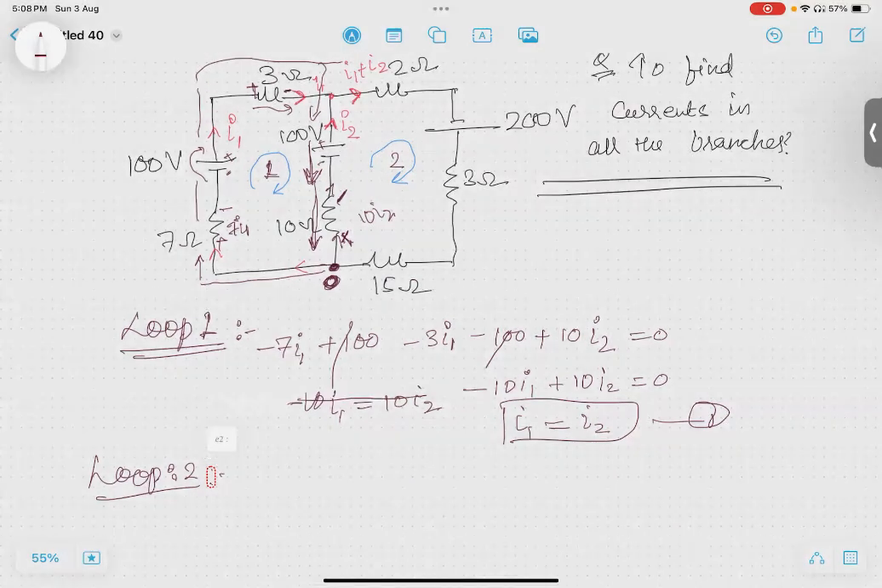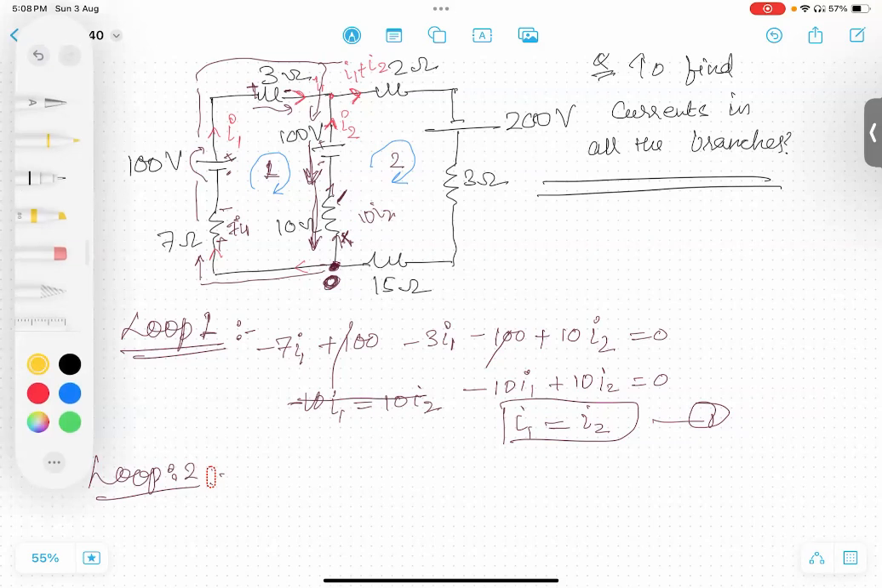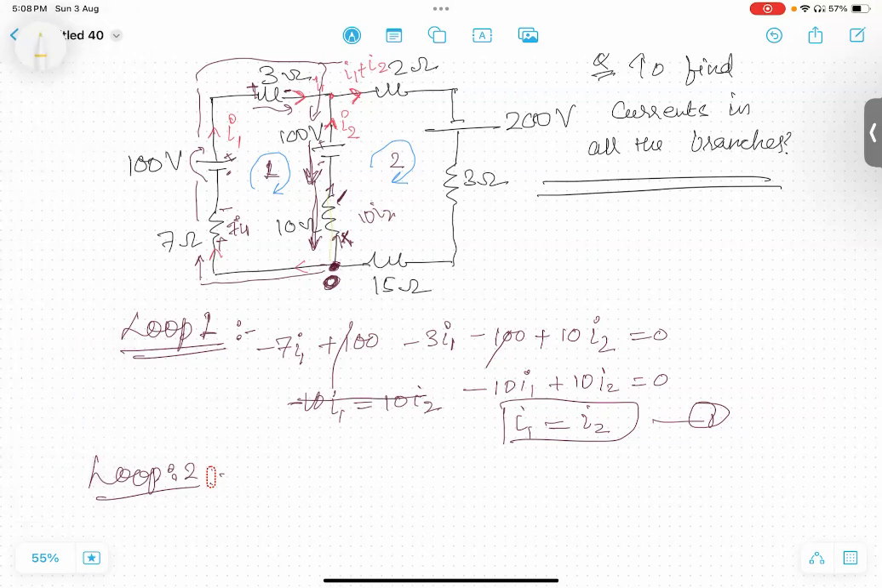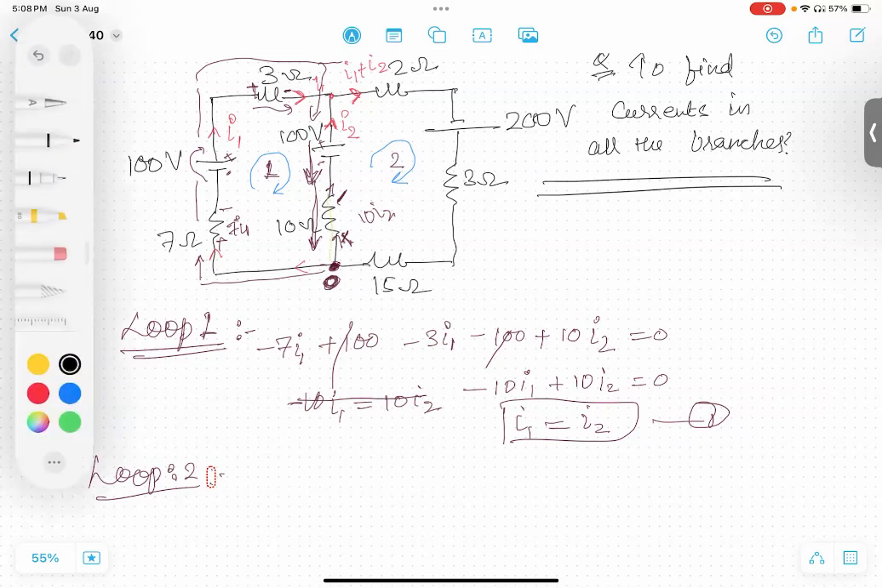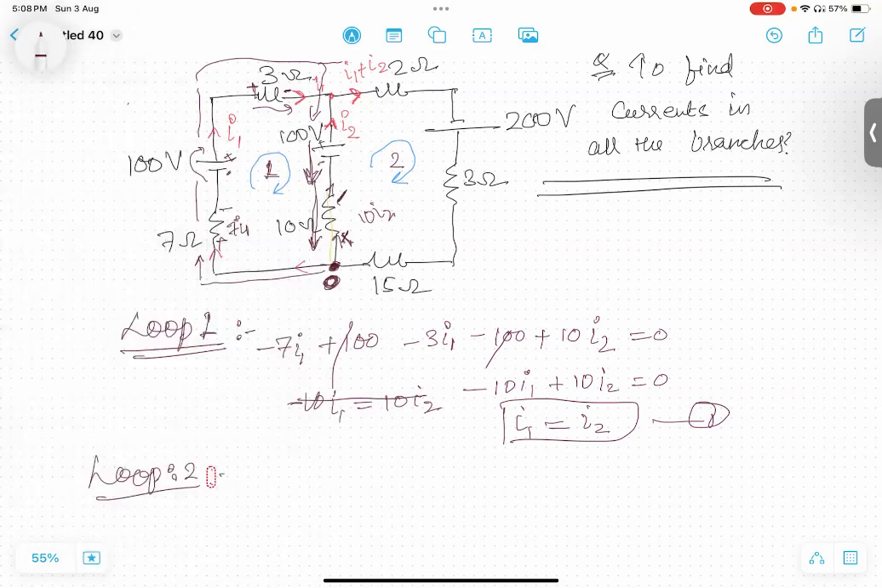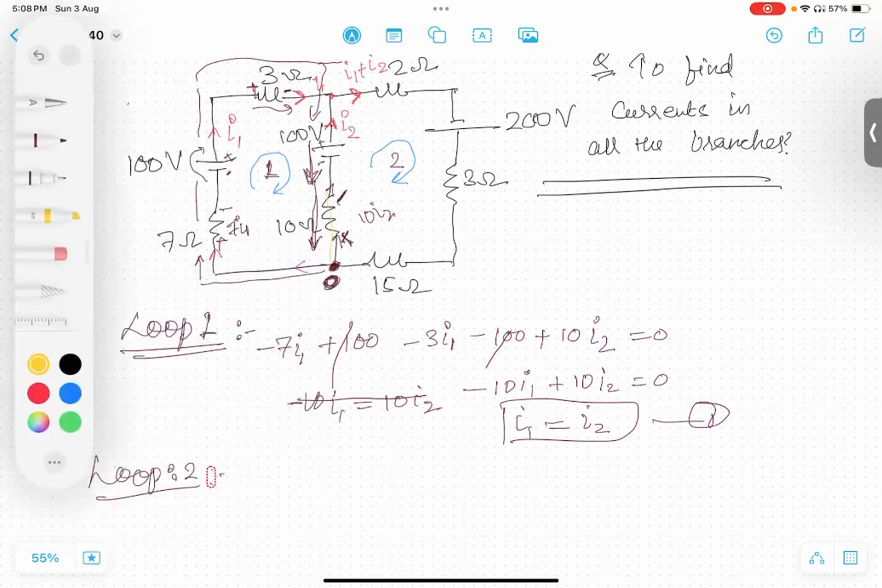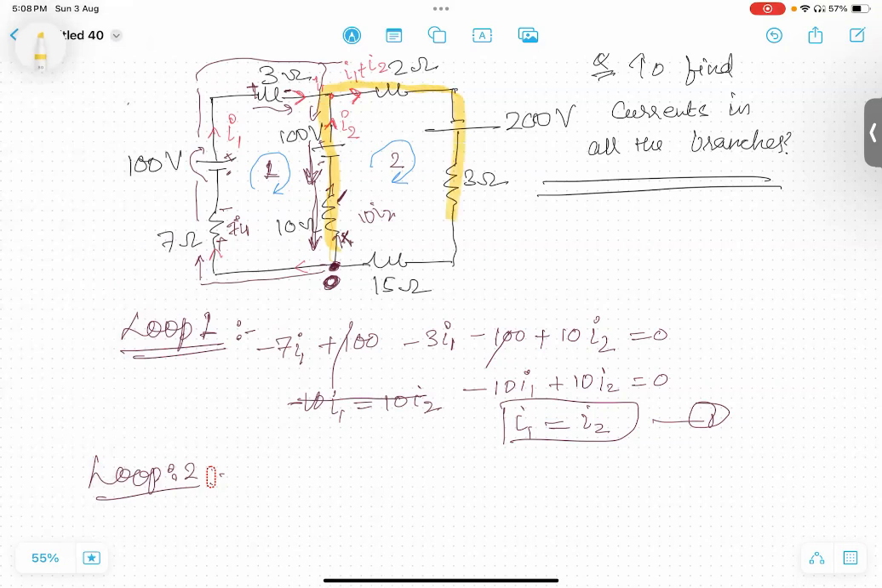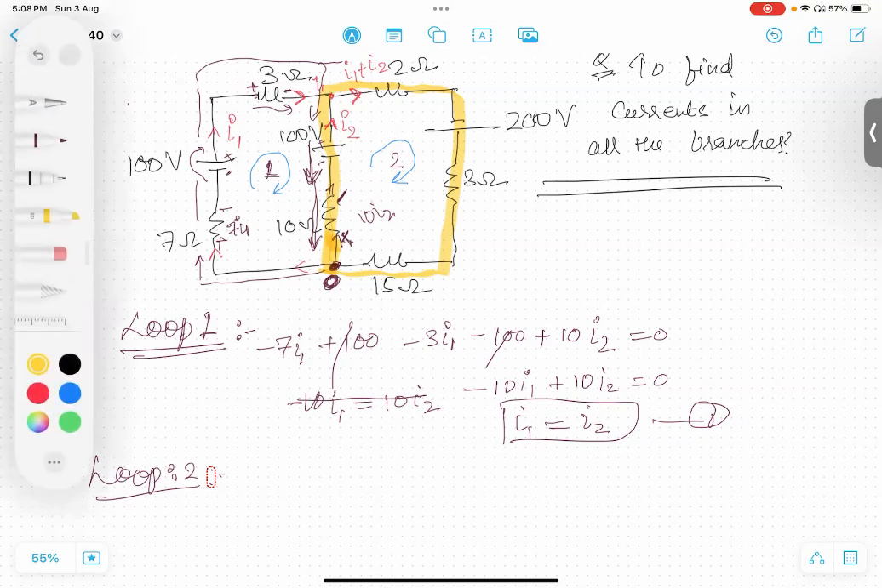We are going to move from this 0 and we will go like this. We will go like this, right? So we will start from this point. Let's see how we will write all the drops and gains.